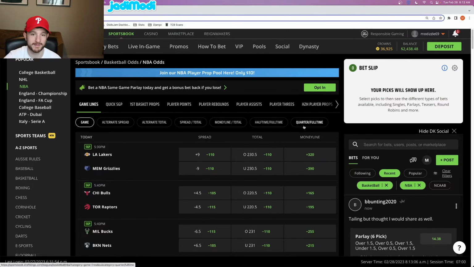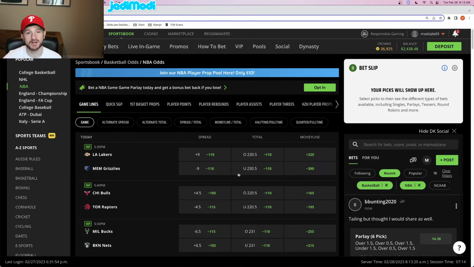So right off the bat, you can learn the bigger the numbers in terms of the spread and the money line, the bigger the favorites are. Like the Grizzlies being 9-point favorites, obviously that's a bigger number than the Raptors. So the Grizzlies are heavier favorites than the Raptors. So that's what all this stuff means.